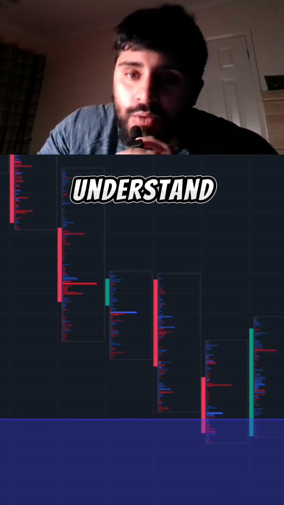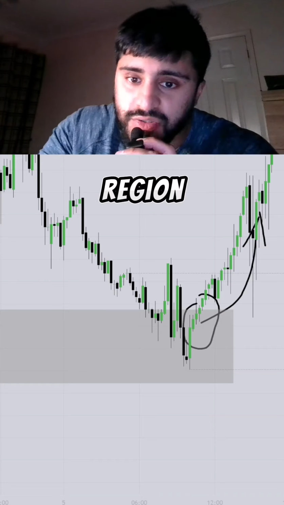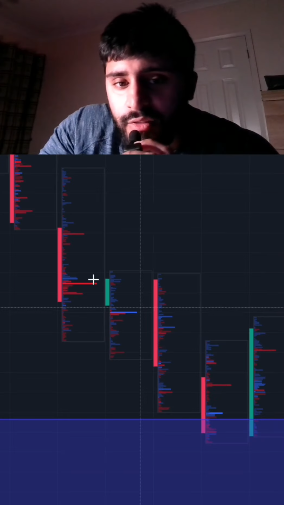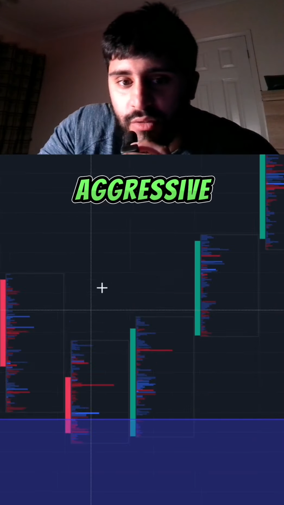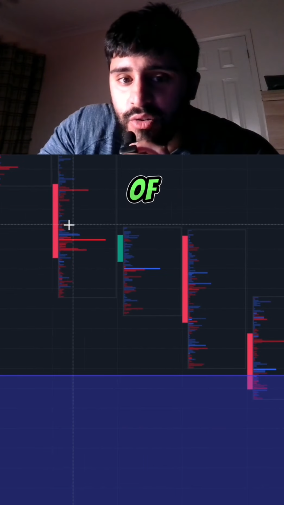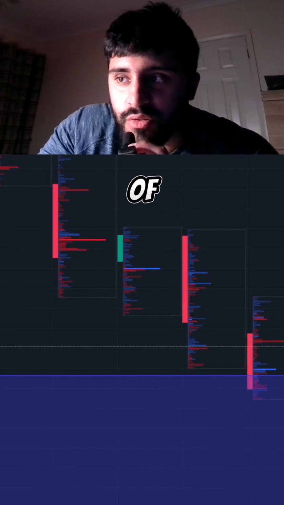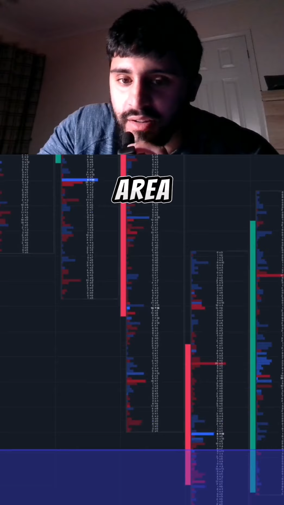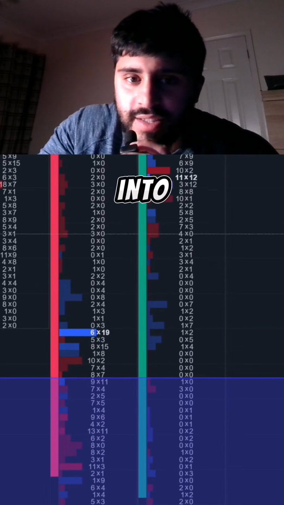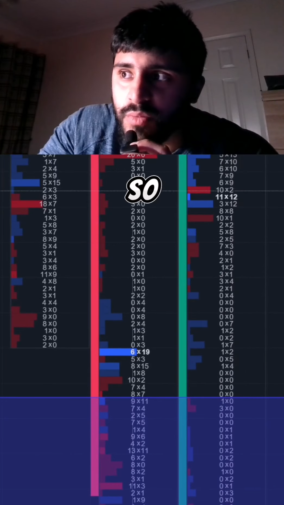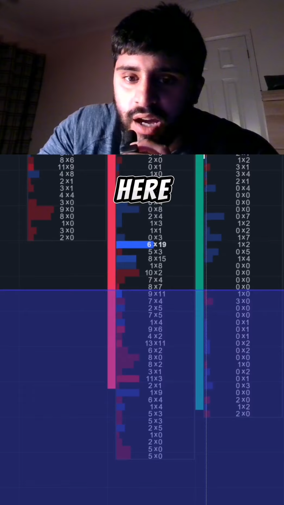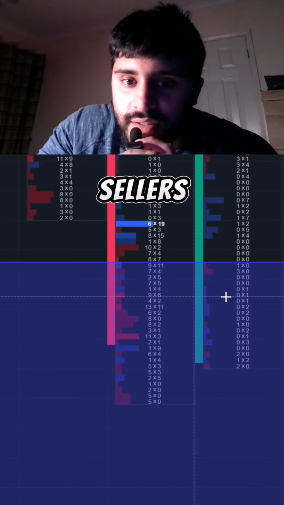So now let's understand what's actually going on inside of this region, right? As you can see, the candles here are pretty aggressive. We see a ton of aggressive sellers over here and a ton of aggressive sellers just resting in this area. But what's interesting, when we come into this area, we had so many sellers resting above here, and we also had a decent number of sellers down here.